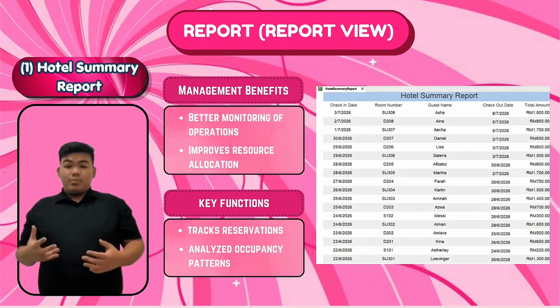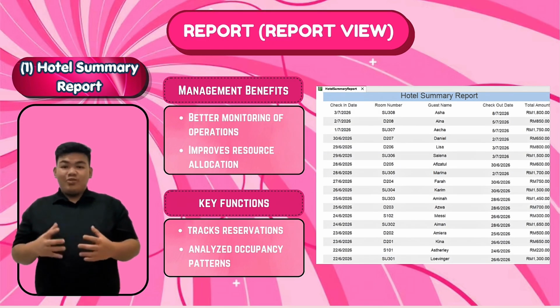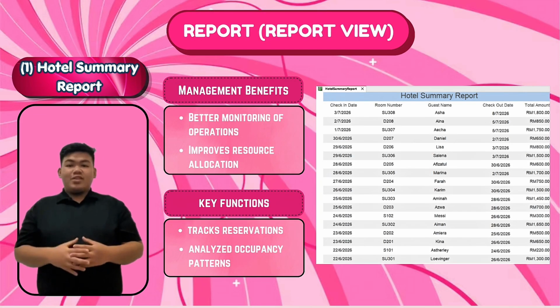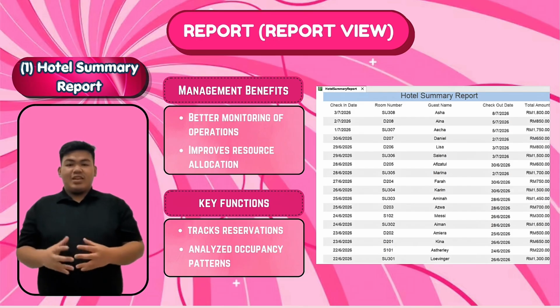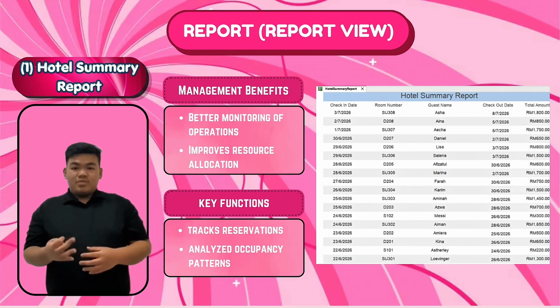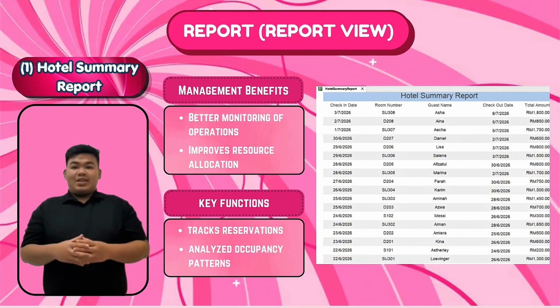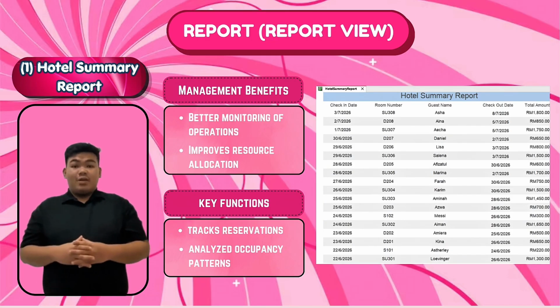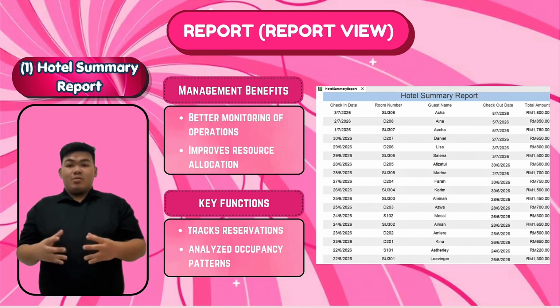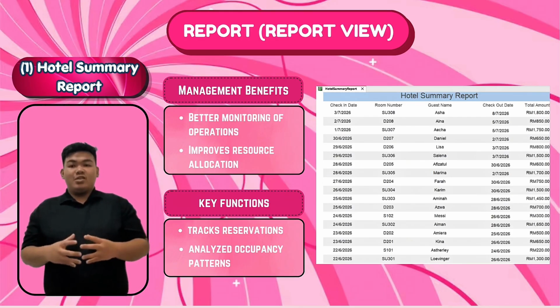The hotel summary report is designed to provide a complete overview of all guest reservations in the hotel system. It contains important information such as the guest name, room number, check-in date, check-out date, and the total payment made during their stay. In addition, the report reduces the need to manually search through individual booking records, which saves time and minimizes errors. Overall, the hotel summary report supports better planning and decision-making by providing accurate and meaningful information regarding hotel performance.